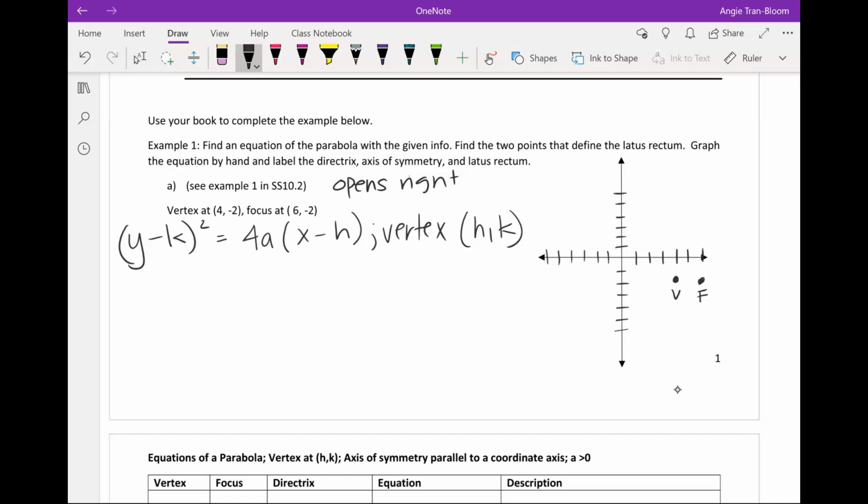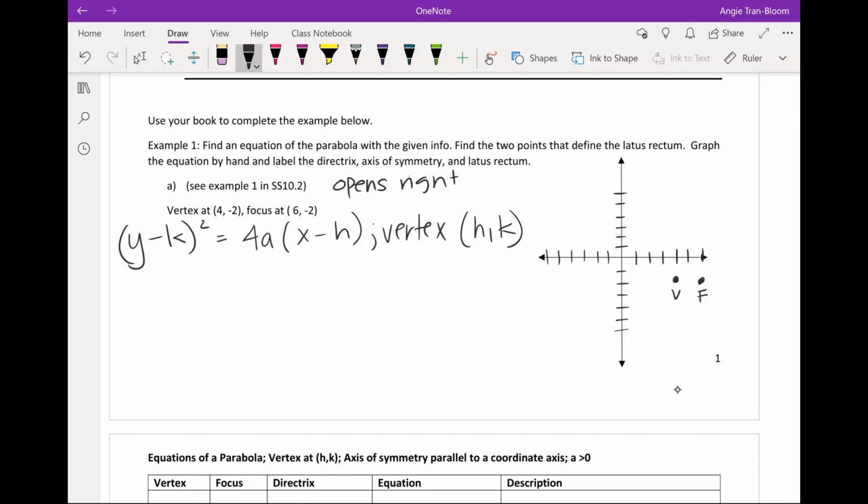What is an a value? How do I find a? Based on your reading, what is a? Distance, or a value. That's right. A is the distance from the vertex to the focus. Based on our plotting, can I count it? What's a? 2, okay?